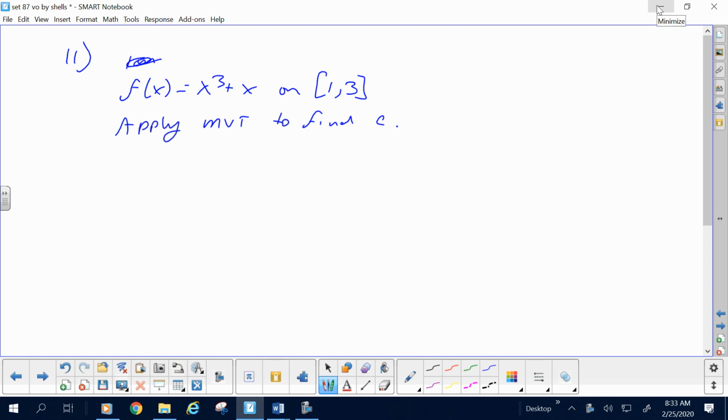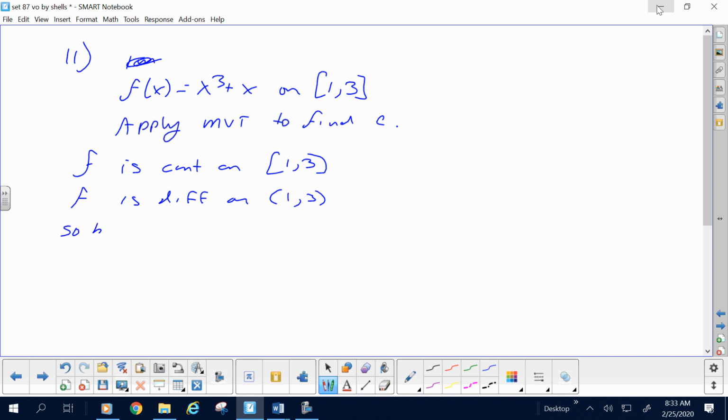Conditions: F is continuous on the closed interval, and F is differentiable on the open interval. That is there in your paper. The more you write the theorem, the more you remember it in all its details.